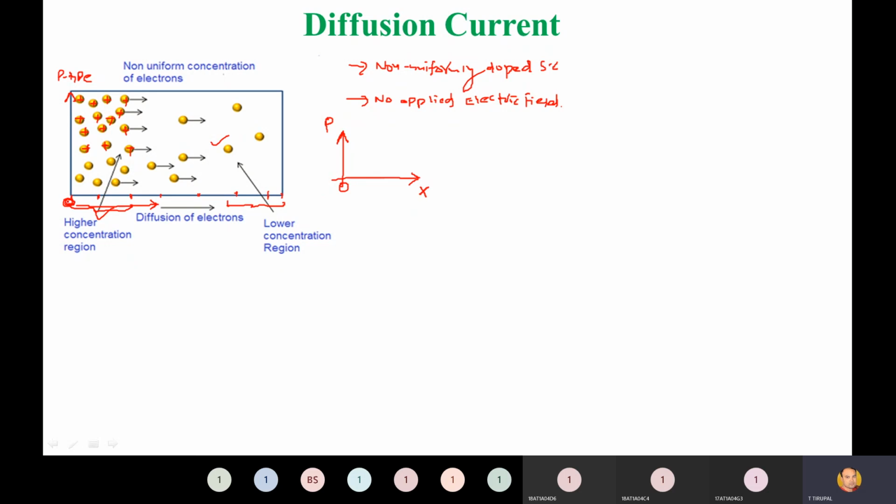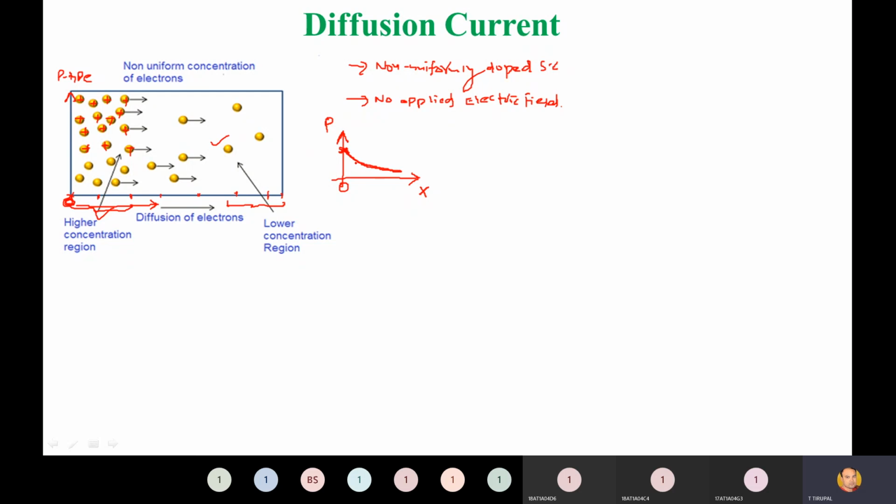This is x is equal to 0. At x is equal to 0, how much concentration is present? Large concentration is present because it is heavily doped. So I can say that this is a large value at x is equal to 0. And as distance increases from left side to right side, what happens to charge carriers? They keep decaying. So charge carriers are slowly decaying as distance increases. This is the graph for the diffusion current.